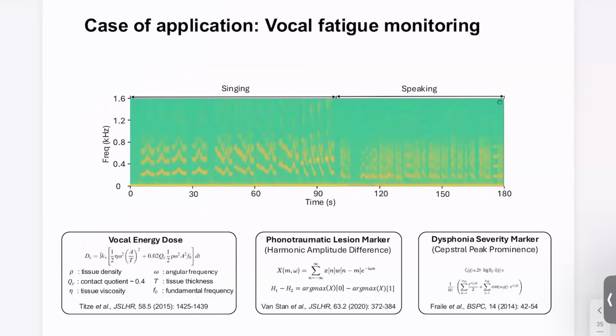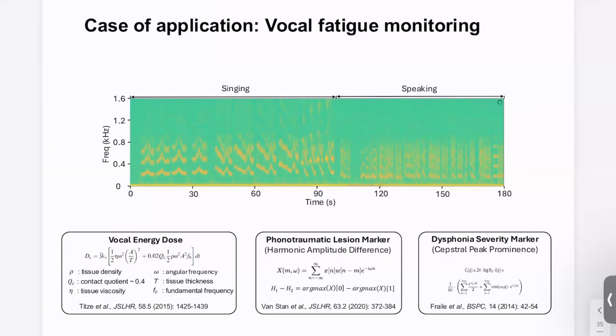From this spectrogram, from this data set, we can actually extract a lot of digital health markers. So we can calculate their vocal energy dose. This is essentially how much energy is dissipated by your vocal fold. So if you are using your voice too much, there's a lot of vocal energy dose. We can also calculate the phonotraumatic lesion marker. This is done by looking at the spectrogram and looking at the harmonic amplitude difference. We can calculate that. This is a digital marker.